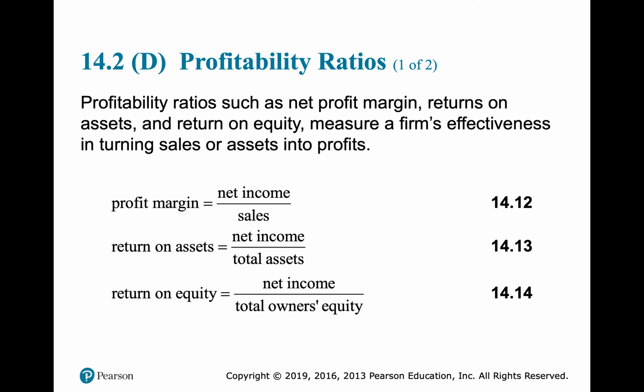Profitability ratios look at things like net profit margin, return on assets, return on equity. Basically, they're measuring a firm's effectiveness at turning sales or assets into profits. Remember, there is a difference in sales and a difference in profits. We talked about this in chapter 2 when we were looking at the income statement. A lot of people forget that sales are not profits. Sales are just that, they are sales. Profits happen at the bottom of the income statement, right?